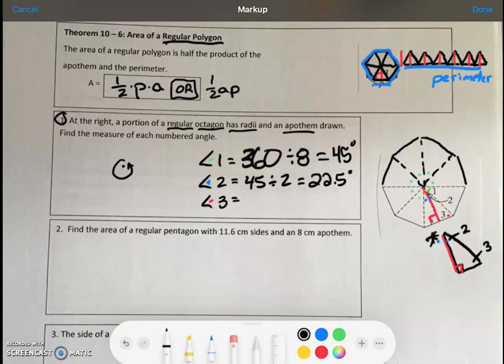22.5 degrees. And then angle 3 within this triangle down here is going to be a 180-degree triangle minus 90 minus 22.5, which is equal to 90 minus 22.5, 67.5. Now we will start to use these degrees later on. You might see some trigonometry involved later on, but you got to just know how to get angle measurements.